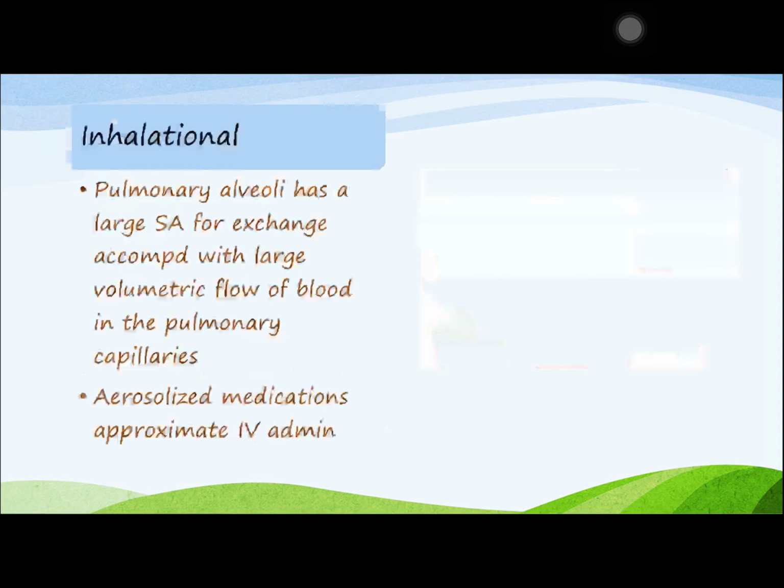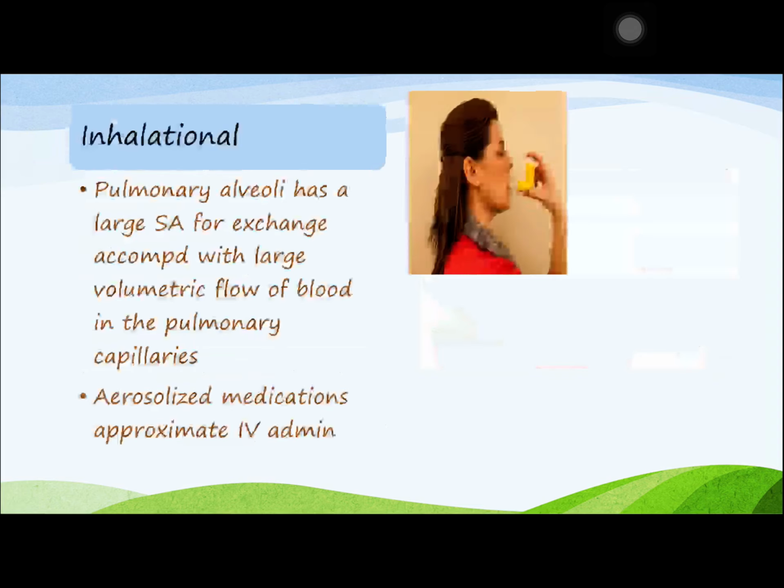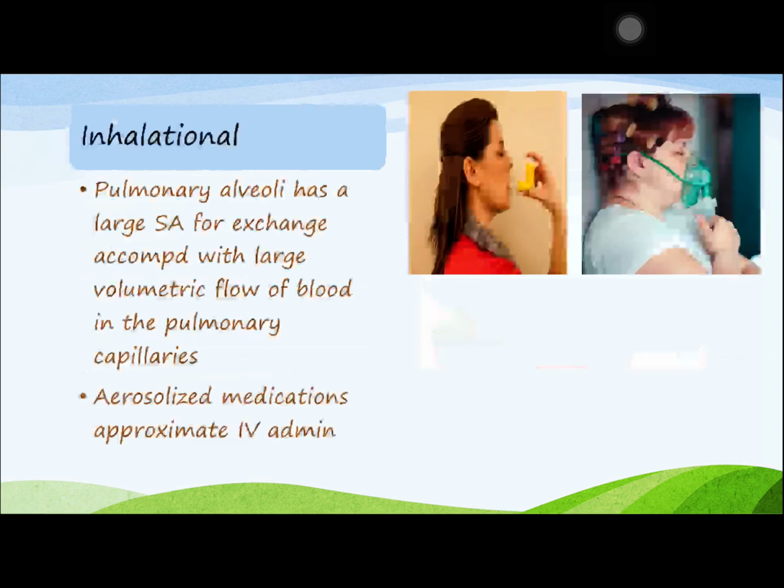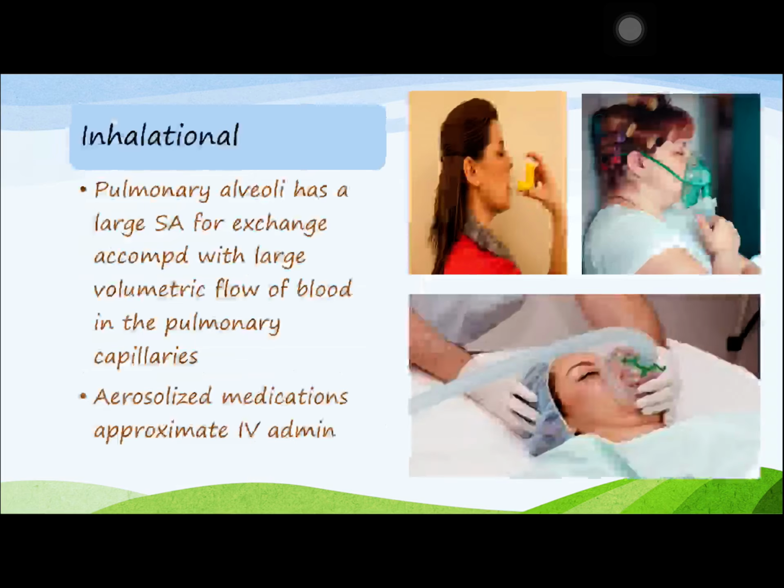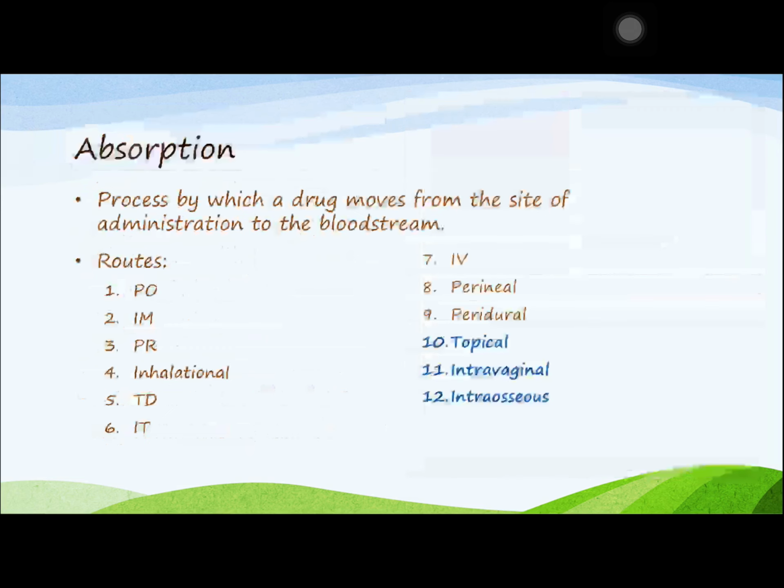Inhalational drugs require pulmonary alveoli. Lungs have a large surface area for exchange and are accompanied with a large volume of blood flow into the pulmonary capillaries, which transports it into the circulation. Aerosolized meds approximate IV drug absorption. Examples are the inhaler and the neb for asthmatics and COPD patients, and of course, inhalational agents administered via a breathing circuit used in anesthesia.